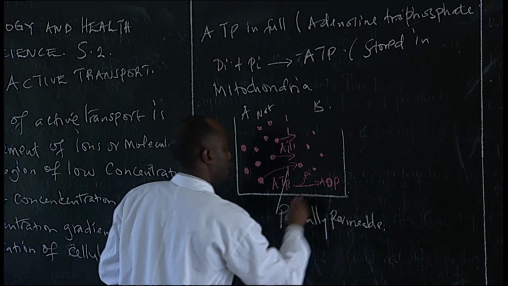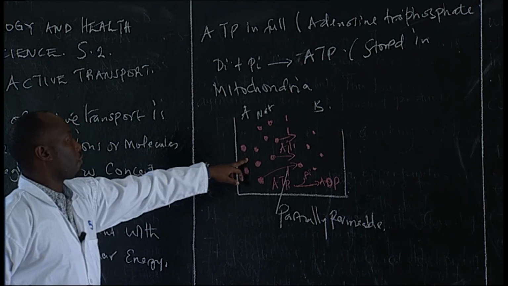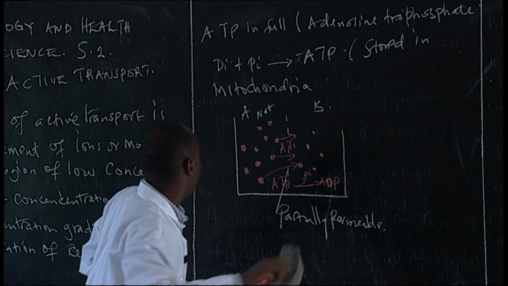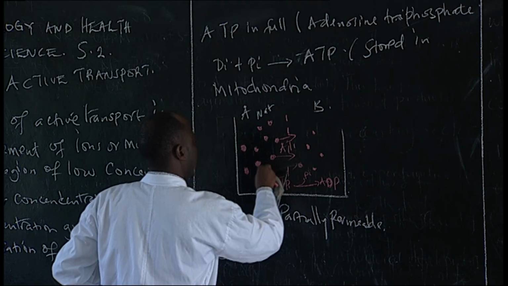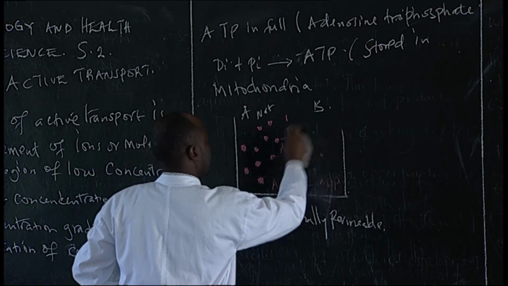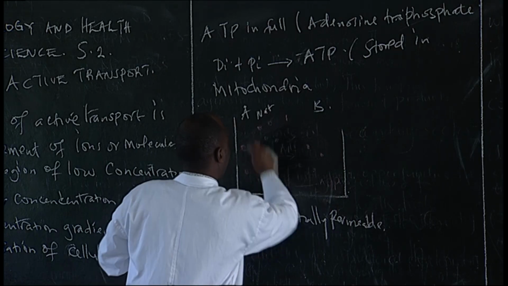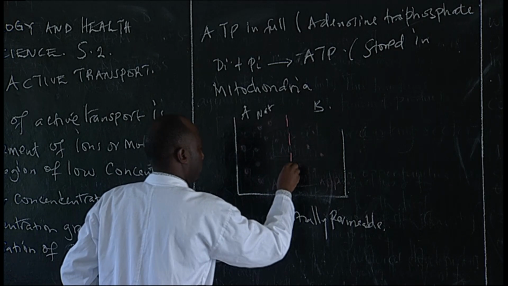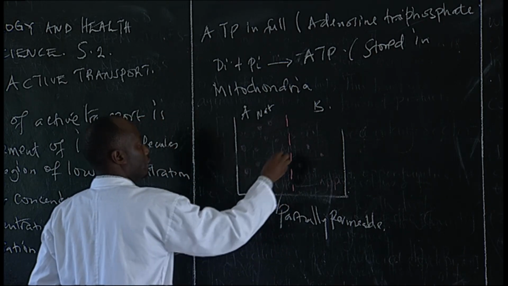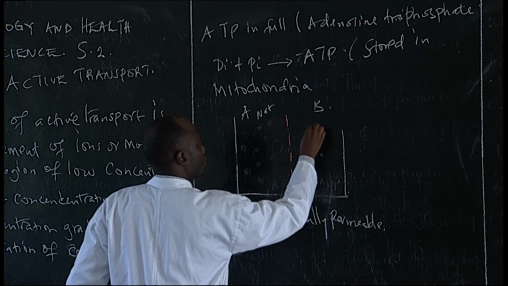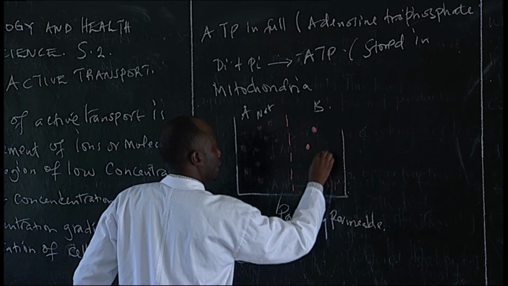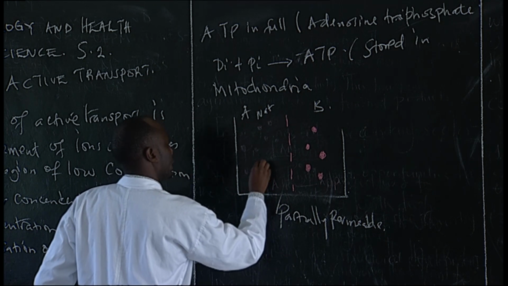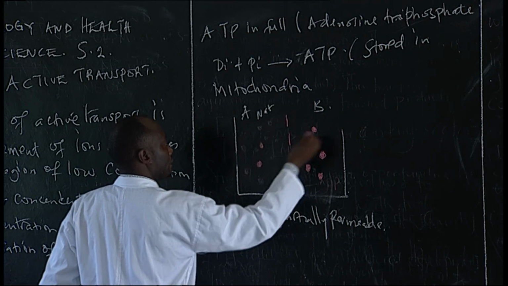So it means that the molecules can move from here. Let me try to draw it clearly so that everybody can see it. This is a partially permeable membrane. I have some solutes on that side, and on that side I have more solutes compared to side B.